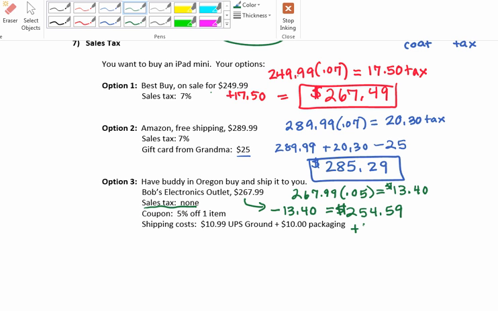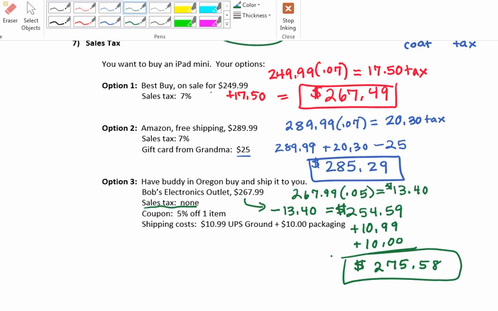So we're going to go ahead and tack those shipping costs on. Maybe you can convince him to send it for free. Say, hey, buddy, it's my birthday. Come on. All right, so I'm going to add on that price there. That makes us end up paying $275.58. Which is better than Amazon, but not quite better than Best Buy. So you really ought to take option 1 here and just go buy it locally.